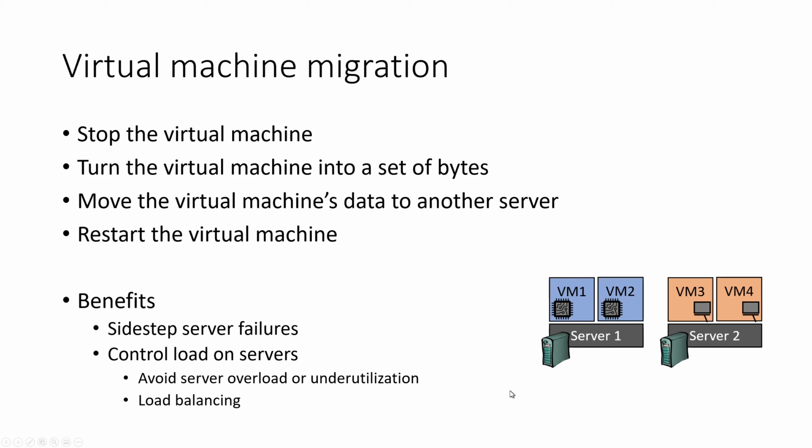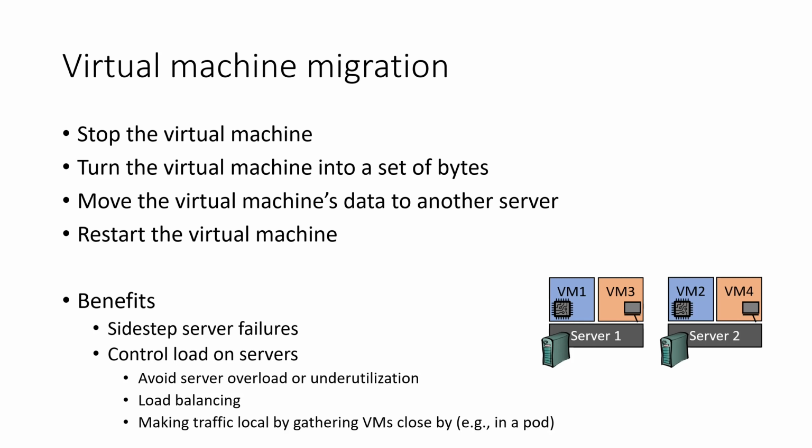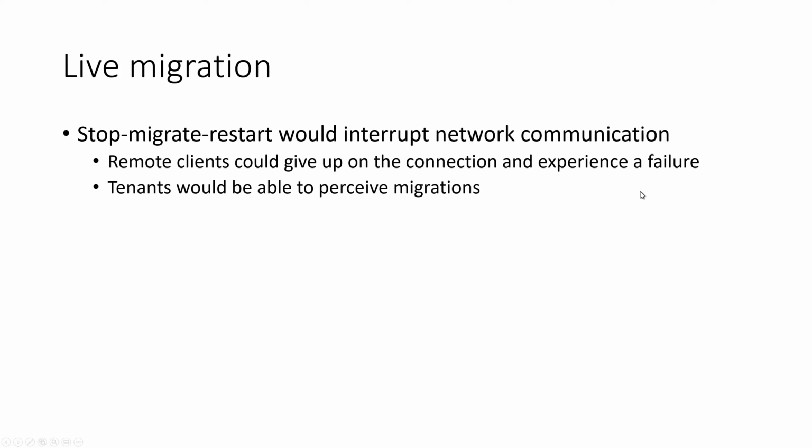So we can use migration to balance load across these two servers. We can move VM2 to server 2 and VM3 to server 1, and this will make it so that both servers have full utilization of their CPU and full utilization of their network, and overall we get more work done from the same two servers. And finally, migration also allows us to improve traffic patterns inside a data center. For example, the cloud provider can migrate a tenant's VMs so that they all run on the same pod and thus traffic remains local.